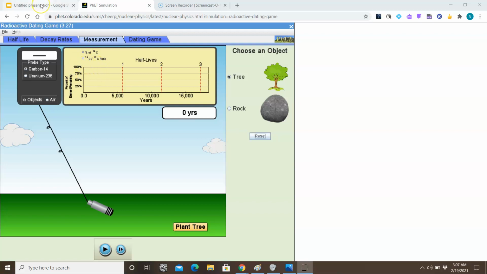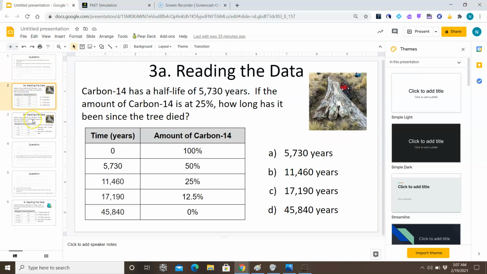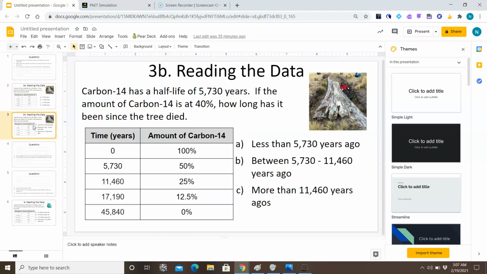But before we go into the simulation, remember you're answering these questions with the simulation. So for this first part of the simulation, where I measure the amount of carbon-14 in the tree, we're going to be answering these three questions. Take a moment to read those. And then for question 3, where it says, let's see how scientists use that information, there are two data questions. So there's the first one, 3A, and the second one, 3B.